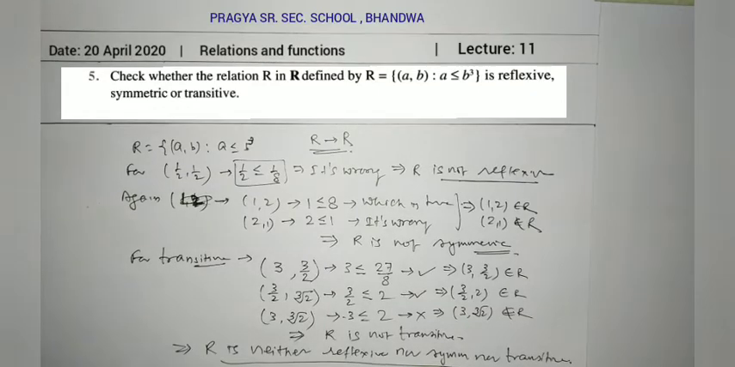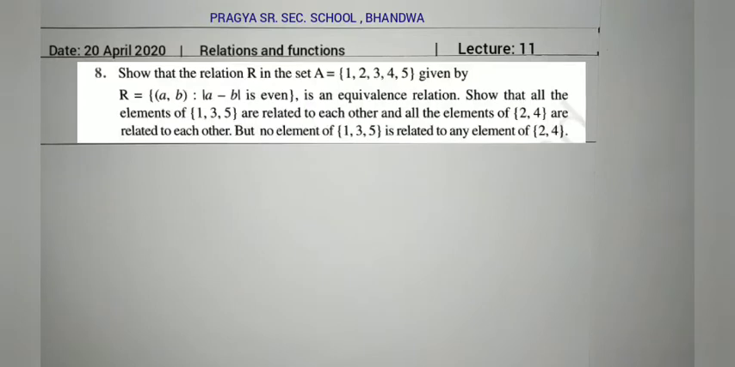Now we'll discuss question number 8. See question number 8. The question is: show that the relation R in the set A = {1, 2, 3, 4, 5} given by R = {(a, b) such that |a - b| is even} is an equivalence relation. And then we have many more parts. So at first we will try to prove it as an equivalence relation.